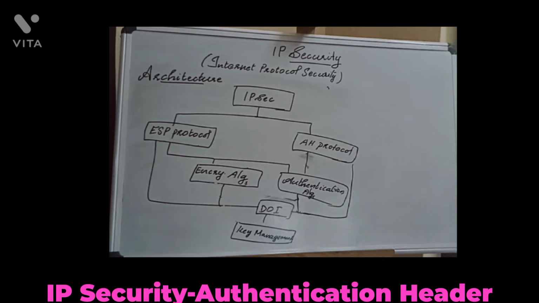This is the architecture of IP security. First, IP security is implemented by using two protocols, ESP and AH. ESP protocol contains all the encryption algorithms and some authentication algorithms, and AH protocol contains all the authentication algorithms. These two are combined by using domain of interpretation, an identifier that supports both AH and ESP. Next is key management, which describes how keys are exchanged between sender and receiver. Next, we will move to security association.